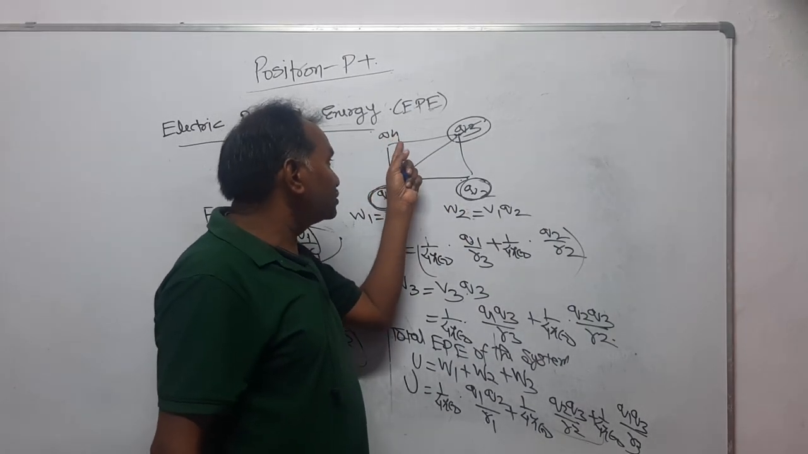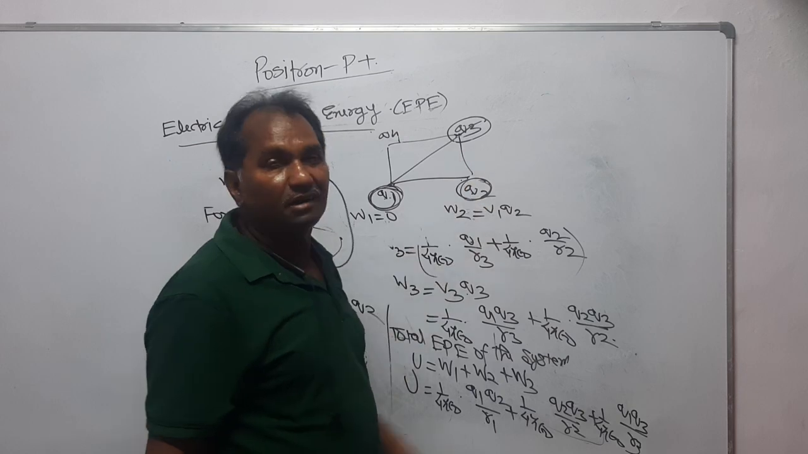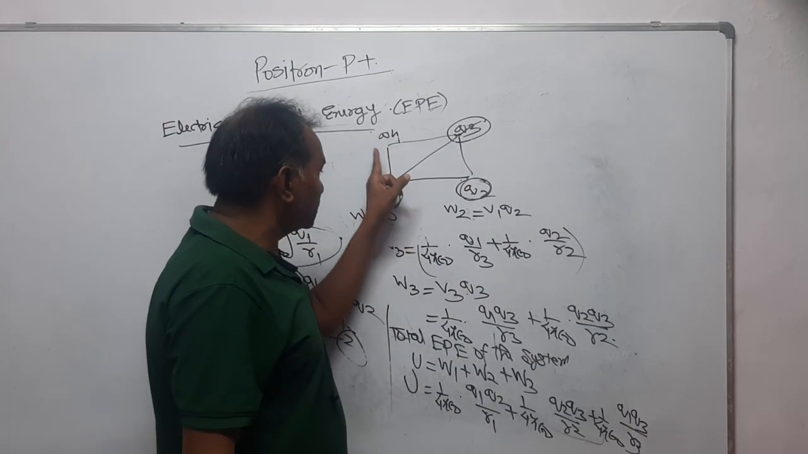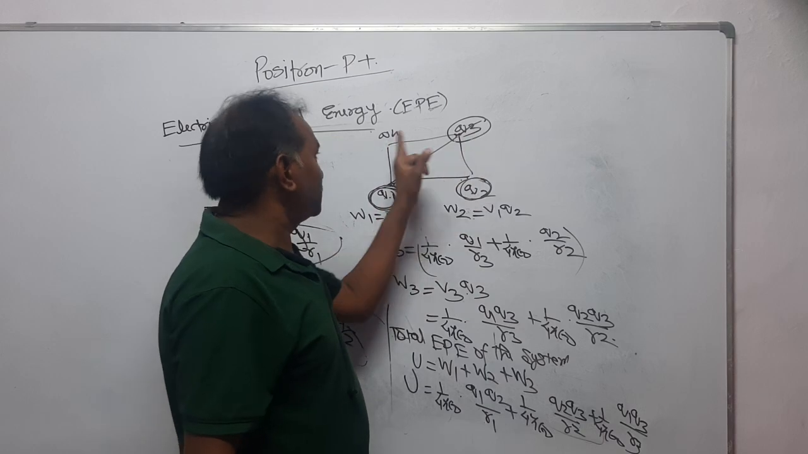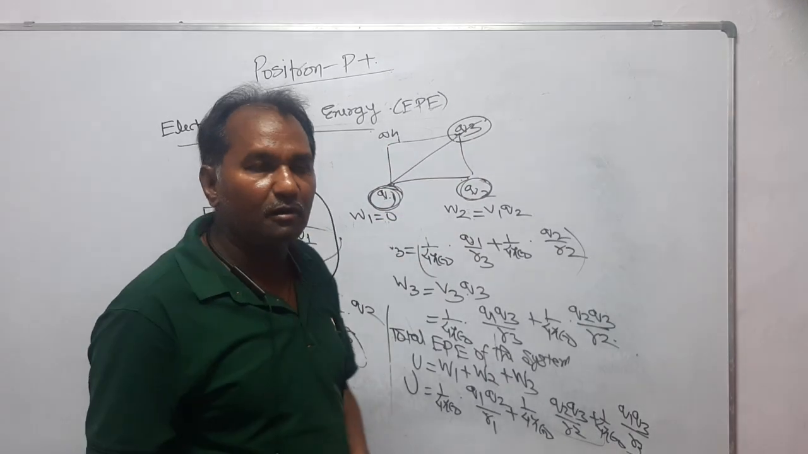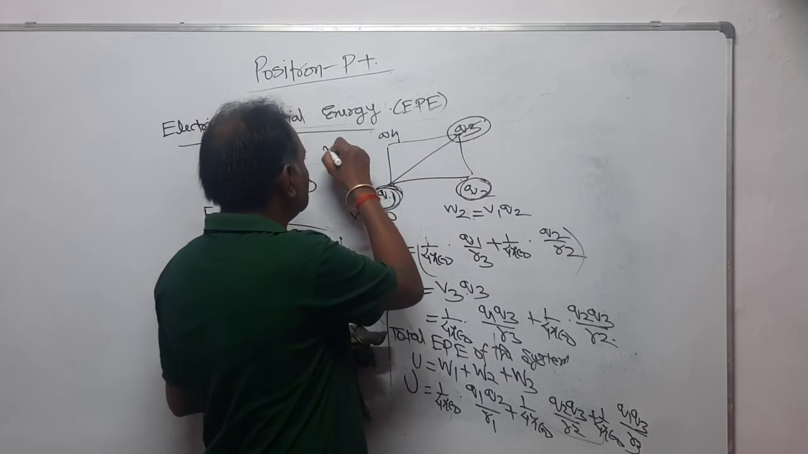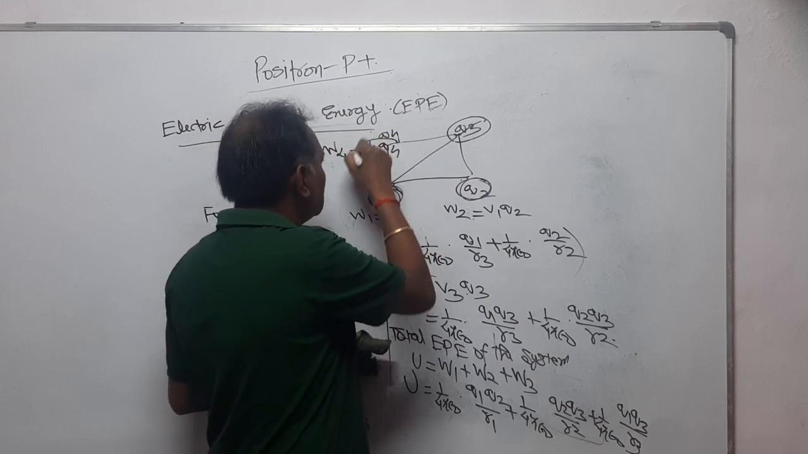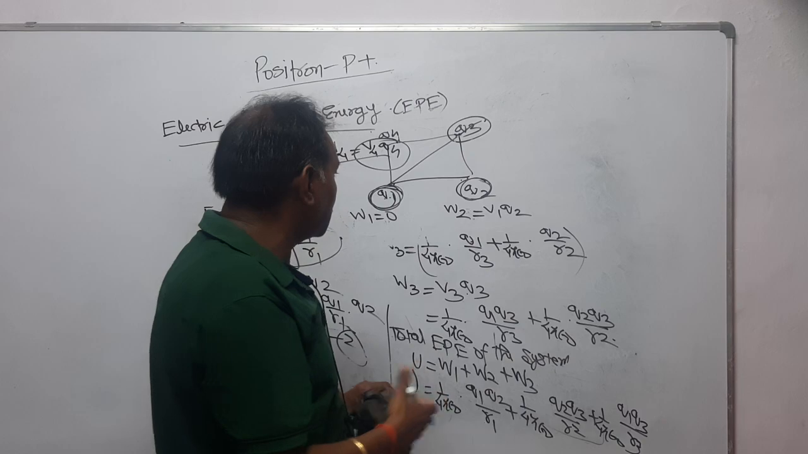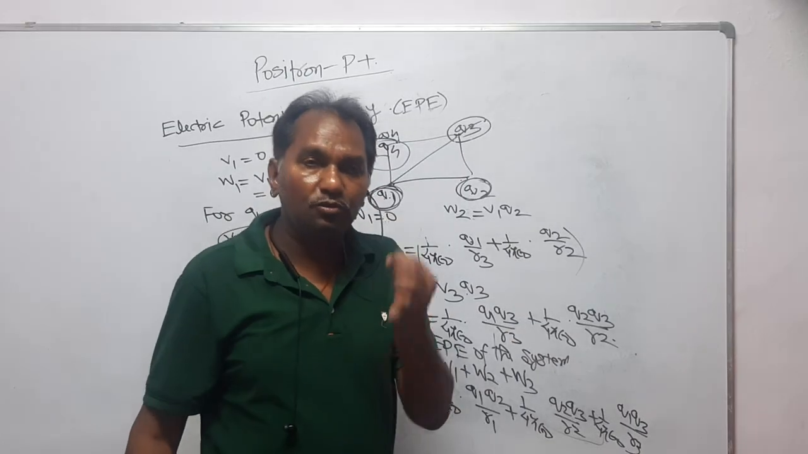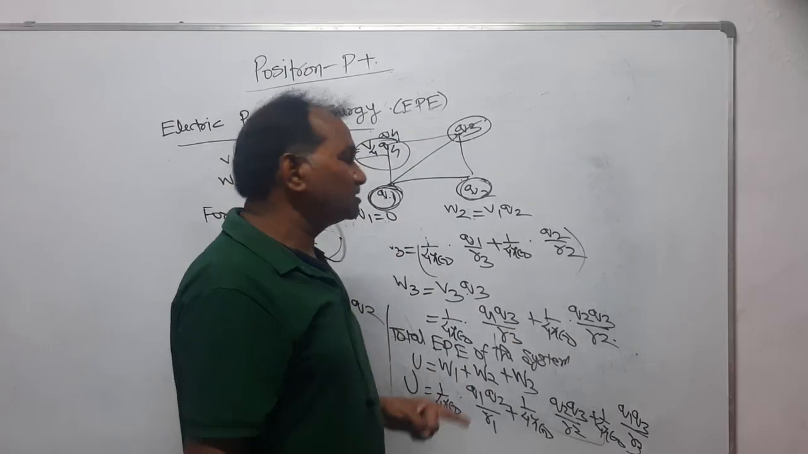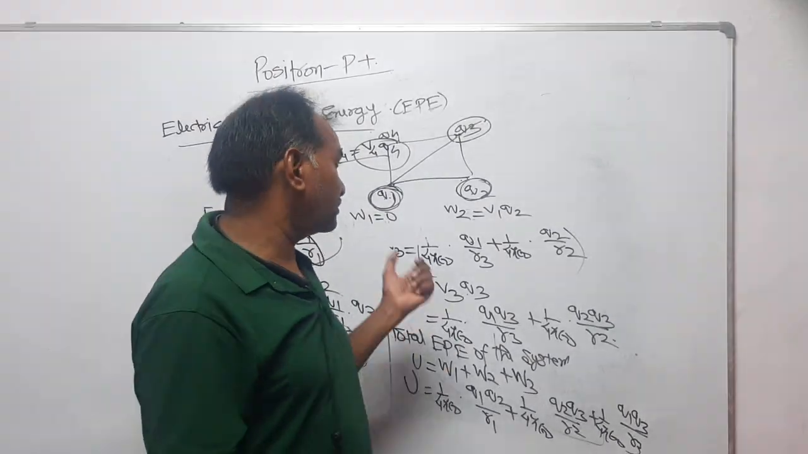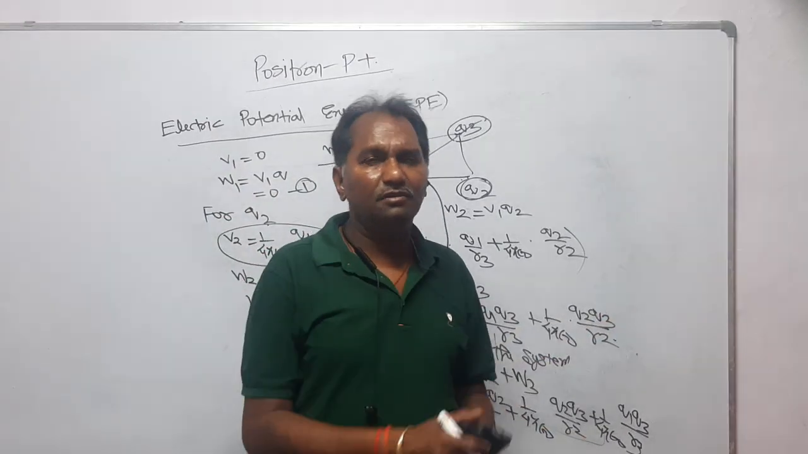When you are bringing Q4, Q1, Q2, Q3 already exist, so at this point find out the potential due to Q1, due to Q2 and due to Q3, take the algebraic sum of that, and then W4 is equal to, no doubt, V4 into Q4. In this way you have found the work done W4, and ultimately the total EPE of the system, that is U is equal to W1 plus W2 plus W3 plus W4. You will add and you will get the result.